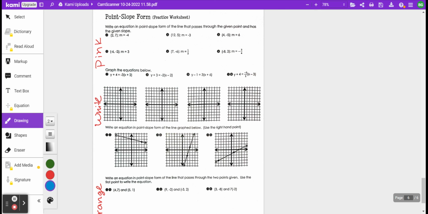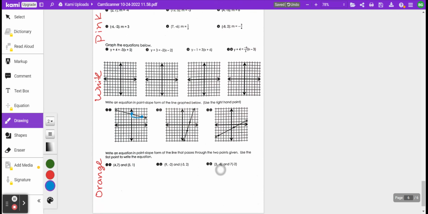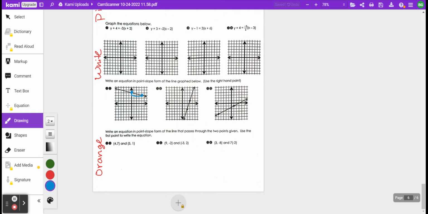However, 11 through 12, you're going to still set up that point slope form, except now you just have to identify what is the slope, what is the point that I can use. So it's very similar to the white page, just a little different. We want to see what you can do with that. And then those last ones, 14 through 16, is just like that orange page. We're given the 2 points. We need to find the slope and then just plug into the equation.